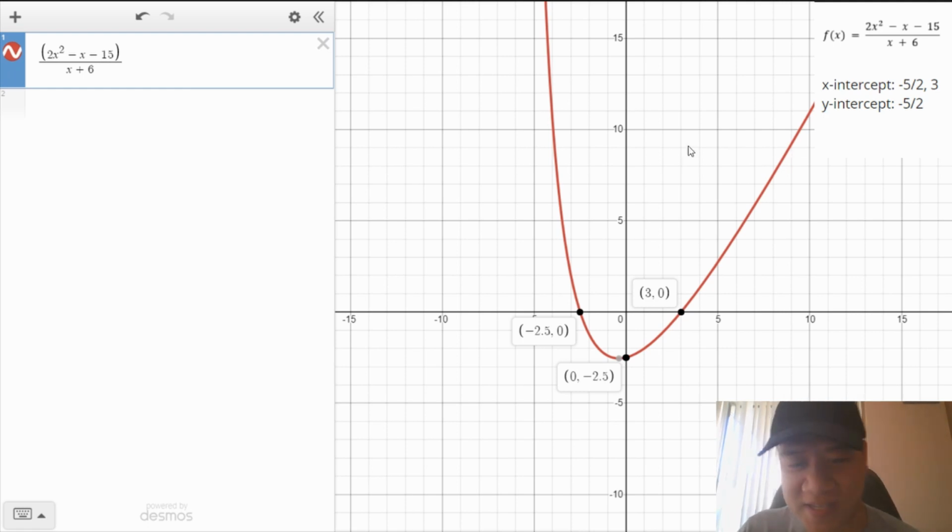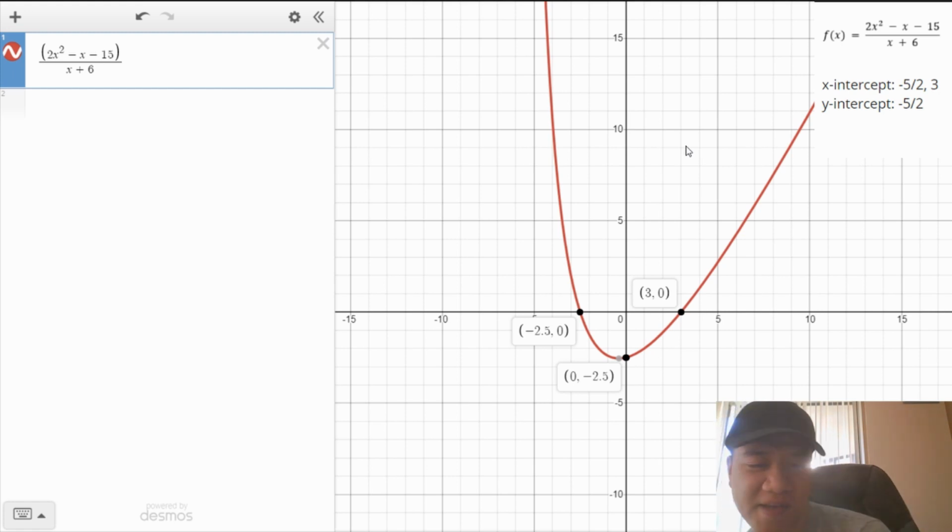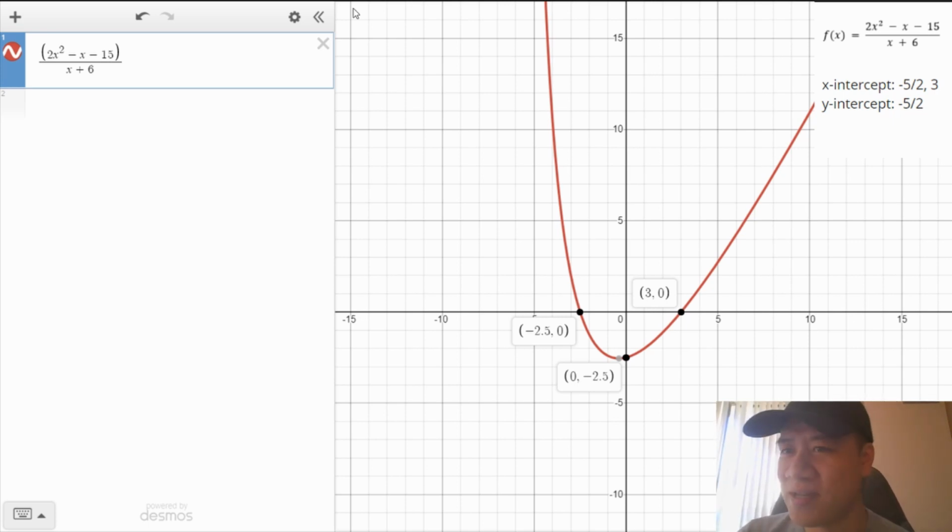So yeah, the process is exactly the same. How you get x-intercepts across the board is you just set your function equal to 0 and you solve the equation. Same thing for the y-intercept: you substitute x as 0 and you solve for the y value. And that's it.